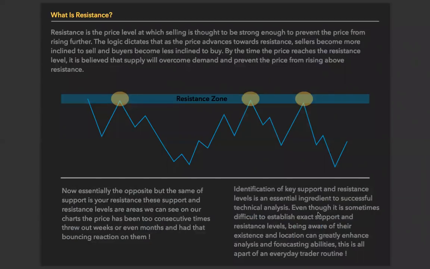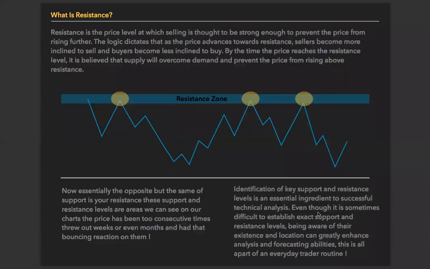So being able to identify these levels, being able to identify key support and resistance levels is, like I said, essential to successful technical analysis, because it's something you're always going to have. It's always going to be there. It's not going to be easy sometimes to establish exactly where these levels are, but just being aware of their location is key. Being aware of them is key. It's going to help you forecast.